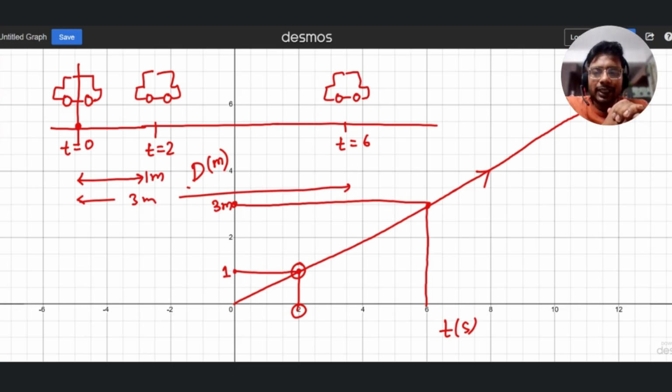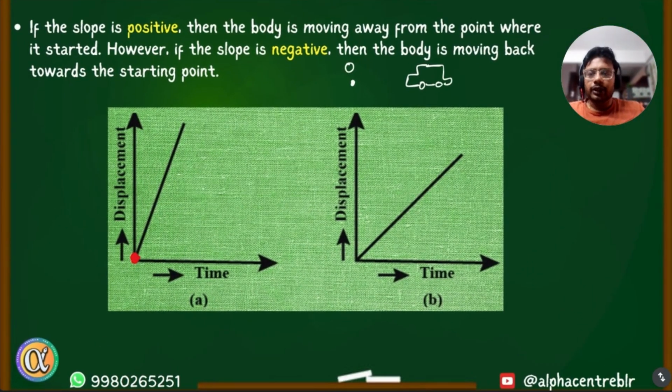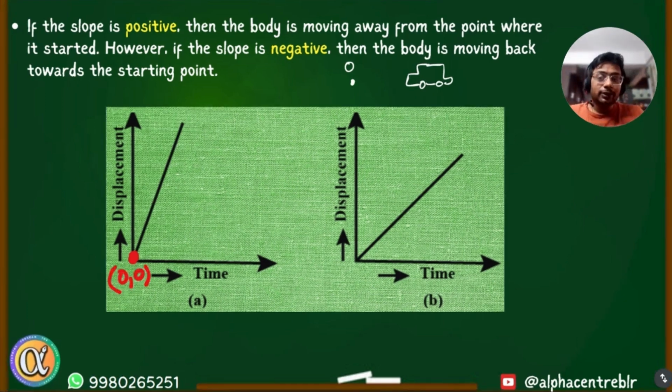What is a displacement time graph? What kind of information is the displacement time graph trying to convey? Now look here and just tell me, in the beginning when time is 0, what's the displacement from the graph? What can you say? 0, that's all. So in the starting, there was no displacement. That's what the graph is trying to tell you.